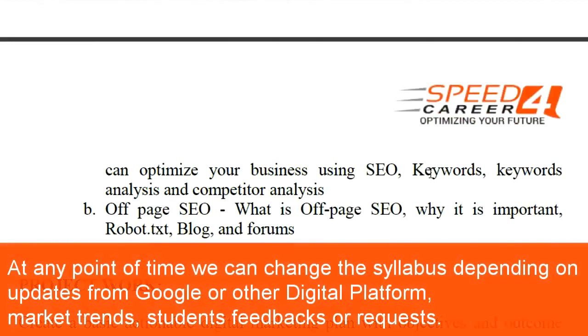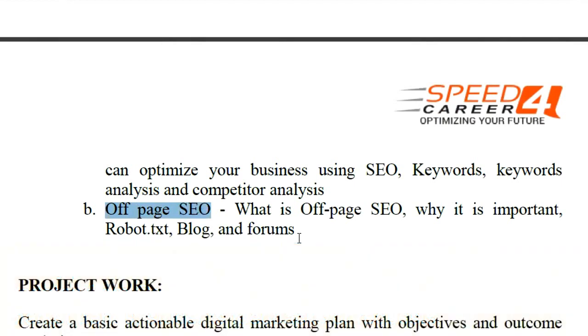Then we will discuss keywords, the definition of keywords, and the various types of keywords. In off-page SEO, we are going to discuss the importance of off-page SEO, the types of off-page SEO, what robots.txt is and how you should integrate it into your website's root folder, and what a blog and a forum are and their importance.